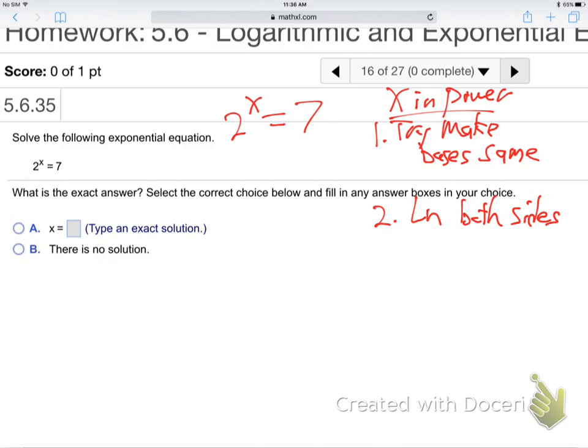Right? Get the x out of power. Just get the x out of power. Ln both sides, right? Did we talk about that? Yeah, but does it have to be ln, or can it be log? It can be regular log too. Either one's fine.